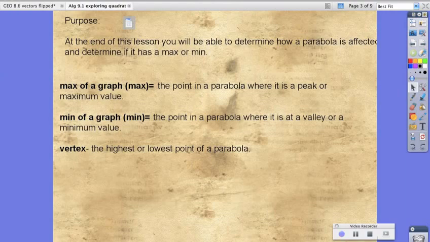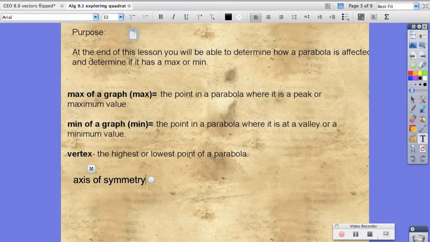And the axis of symmetry, which is the last one we're going to add, is the line that makes the parabola symmetrical.